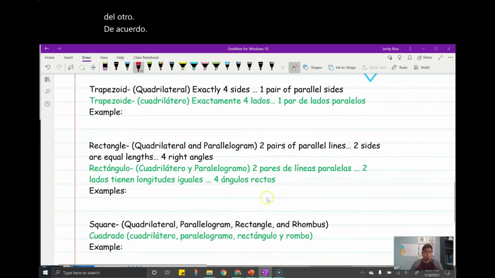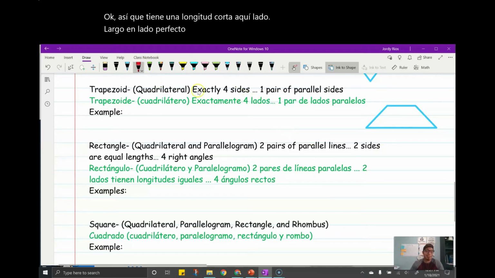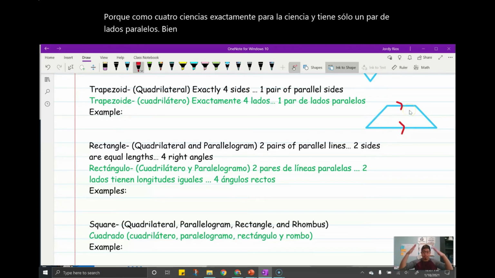Next we have a trapezoid. It has a short side and a long side. A trapezoid is part of the quadrilateral because it has exactly four sides, and it has only one pair of parallel sides, here and here. The sides going this way will at one point intersect, so that's why they're not parallel lines.